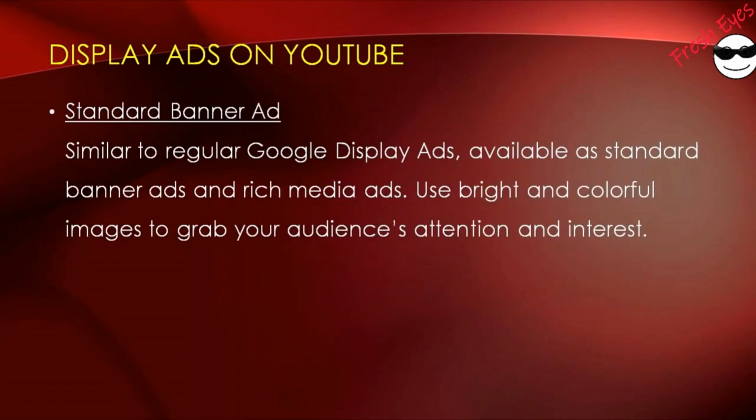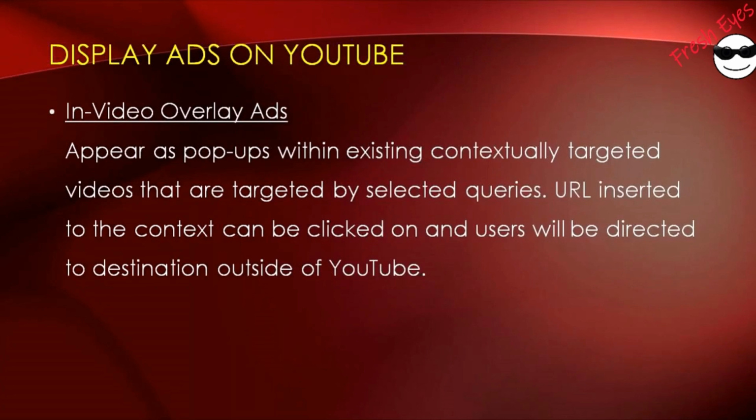Standard banner ad is similar to Google display ads, where it's available as a standard banner or rich media ad. Use bright and colorful images to grab your audience's attention and interest. In-video overlay ads are ads that appear as pop-ups with existing contextually targeted videos that are targeted by selected queries. URL inserted to the context can be clicked on, and users will be directed to destinations outside of YouTube.